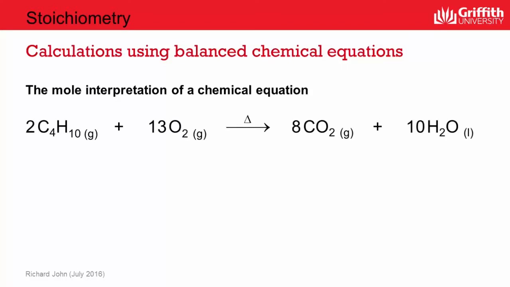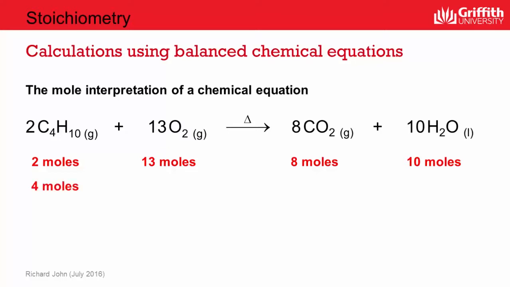It's a balanced chemical equation for the combustion of butane, C4H10, in the presence of oxygen to produce carbon dioxide and water. A mole interpretation of this balanced equation would say that 2 moles of butane will react with 13 moles of oxygen to produce 8 moles of carbon dioxide and 10 moles of water.